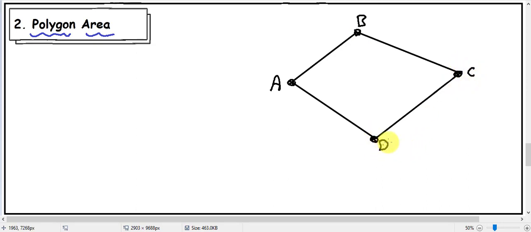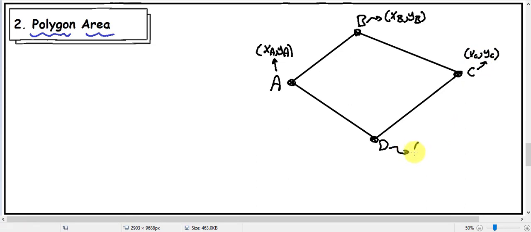here point D. Somehow I have the coordinates of point A. I have XA and YA given, and the coordinates of point B are also given, XB and YB. Here point C, XC and YC given, and point D here, XD and YD also given. And I want to calculate the area ABCD.